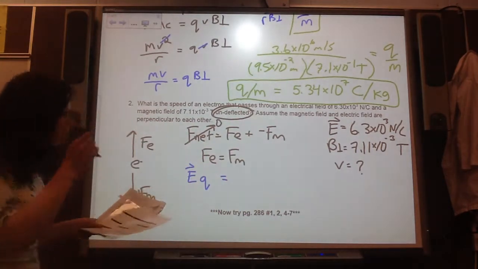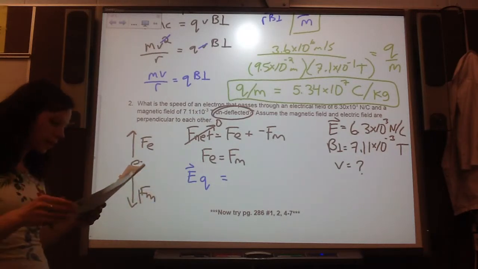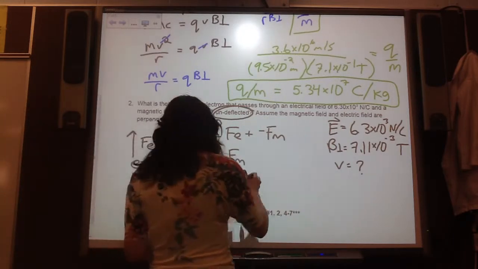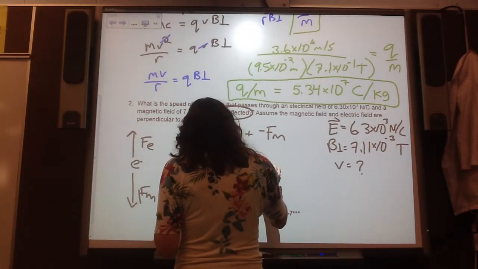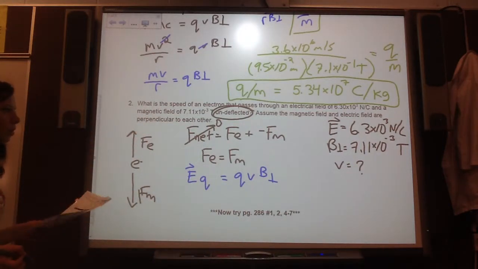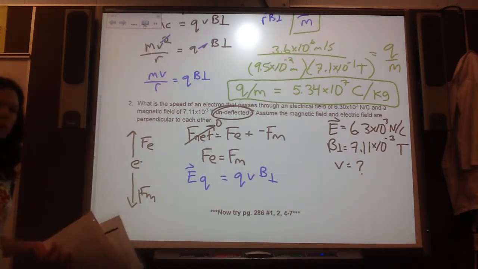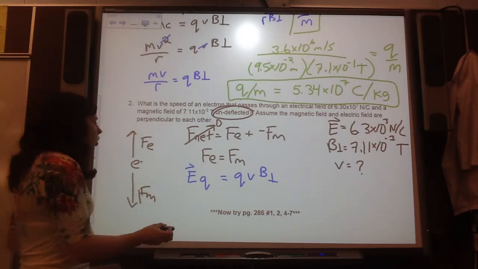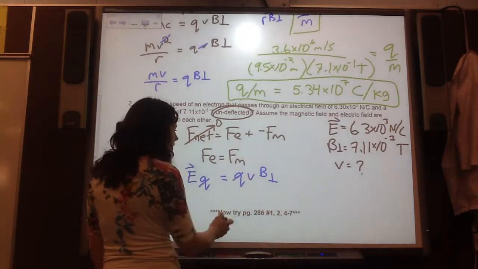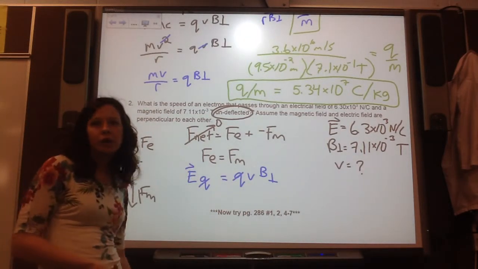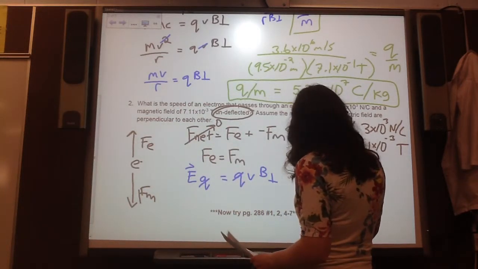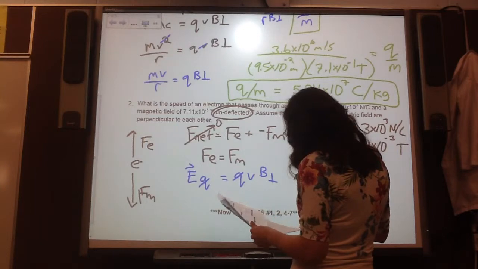And our Fm, we need to have B perpendicular and speed in there. So I'm going to use my Q times V times B perpendicular. Okay. So this one is more simplistic for rearranging, which is nice. So I have Q on both sides, the top of the fraction, so I can cross those out. And I want to rearrange to solve for V. So then I know my V is equal to E divided by B perpendicular.